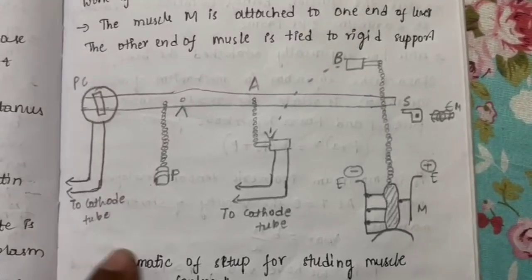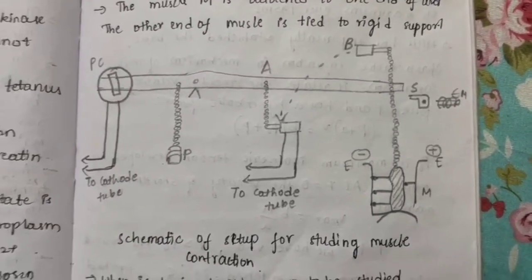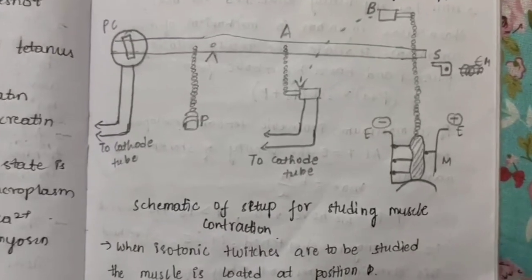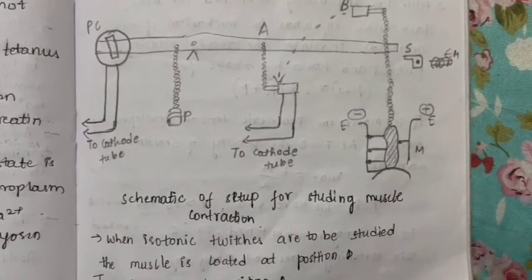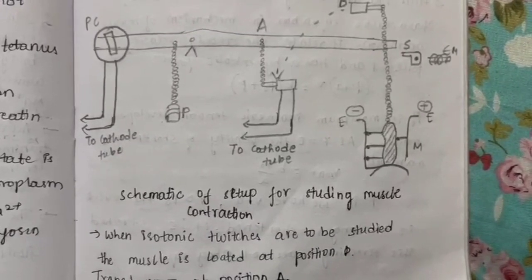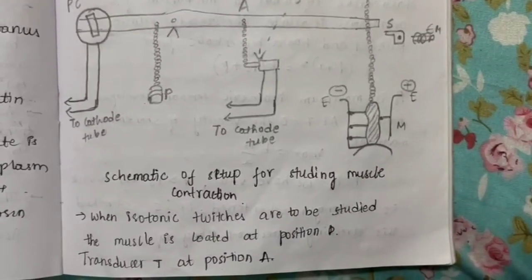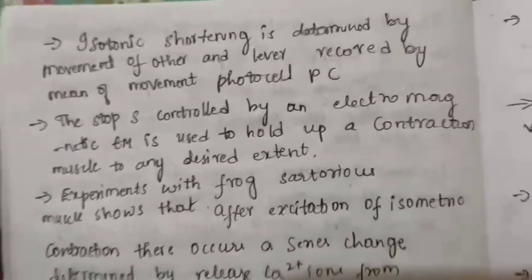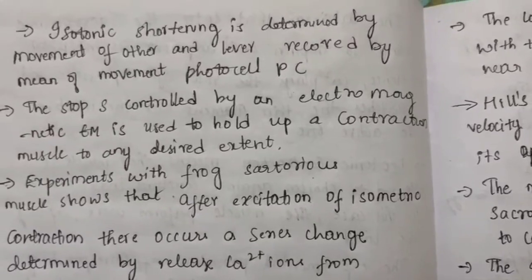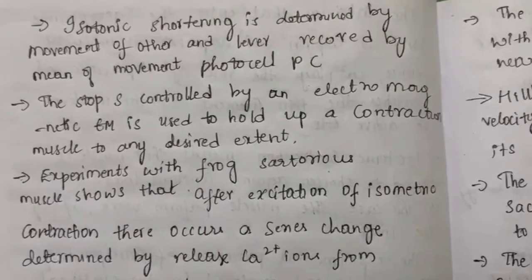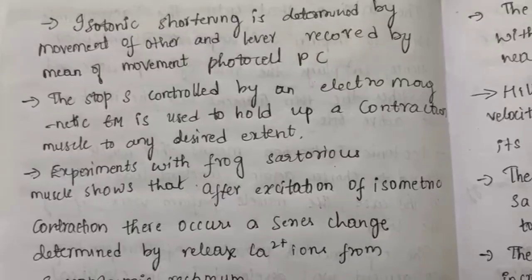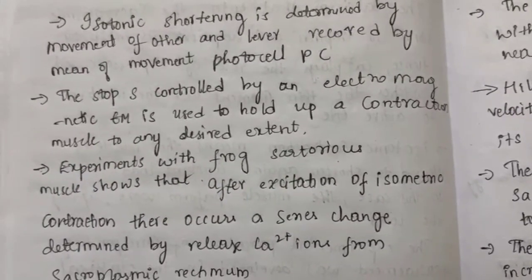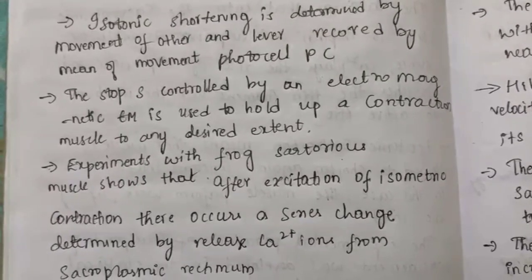So we can see this is a diagram with the schematic setup for studying muscle contraction. So you can see the diagram in this. After this, when isotonic twitches are to be studied, the muscle is loaded at the position P, transferred at a position A. Isotonic shortening is determined by movement of the lever and recorded by means of the photocells PC. The stop is controlled by an electromagnet EM, used to hold up the contracting muscle at any desired extent.